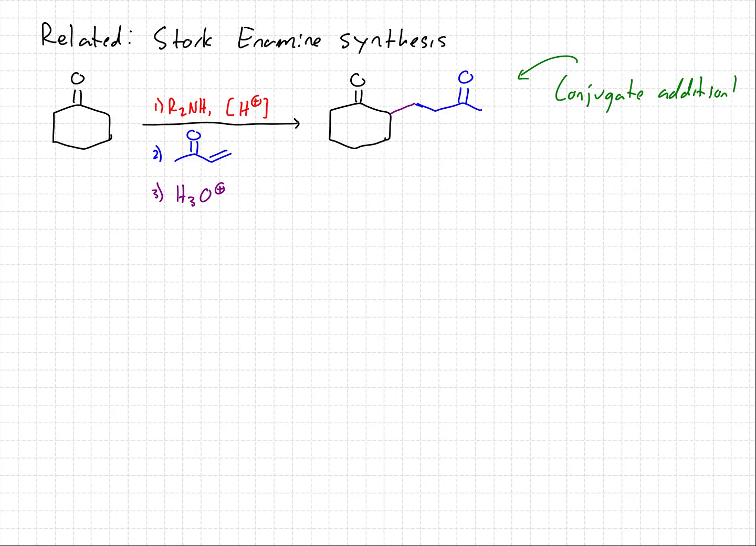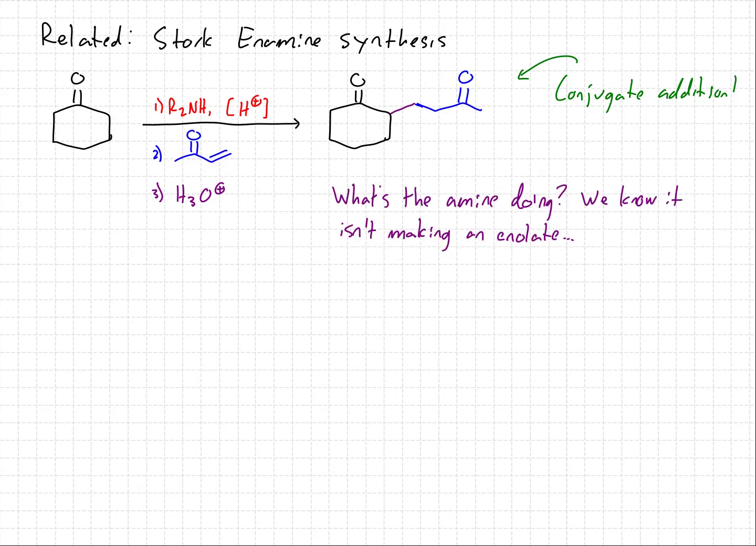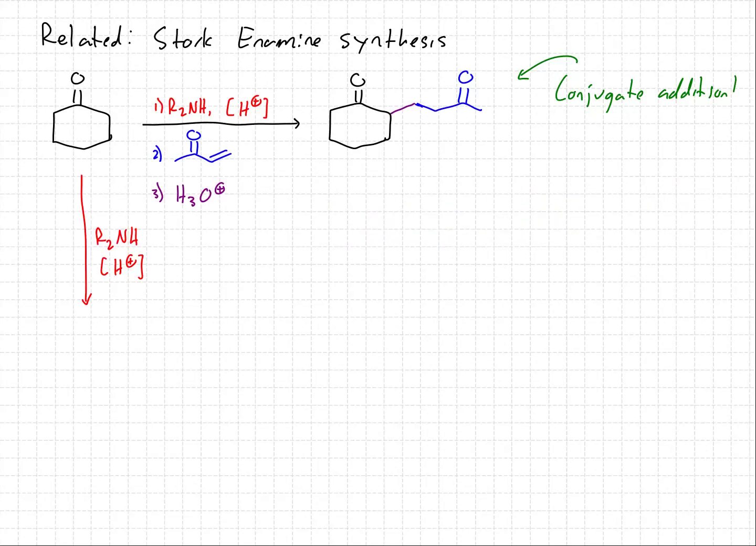So this is interesting. What I'd like to know here is what exactly is that amine doing? We know from our previous discussions that it isn't very efficient at making an enolate, so its role in this reaction must be different. If we go back to one of the previous chapters, we'll notice this, the reaction of a disubstituted amine with a ketone, as the formation of an enamine.